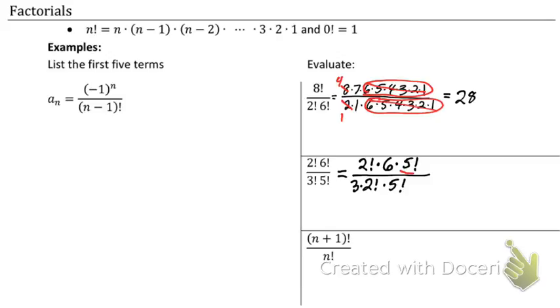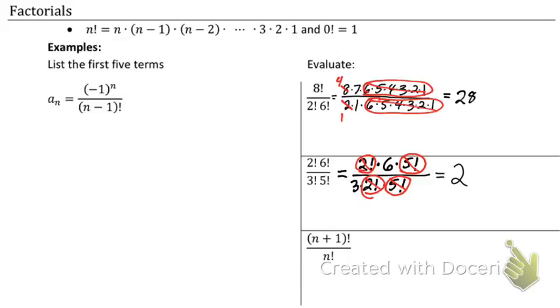Because even though they're in the factorial states, I can still say, well, this is the same number as this. So those are going to cross out. This is the same number as this one. So that's going to cross out. And all I'm going to be left with is 6 divided by 3, which just equals 2.